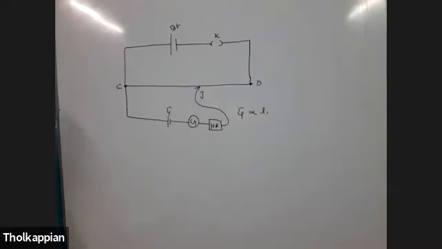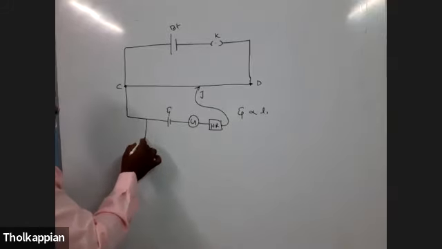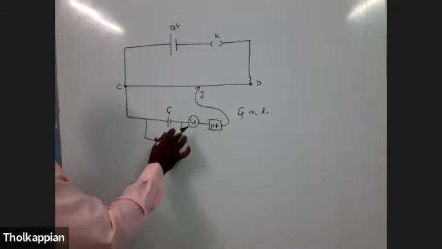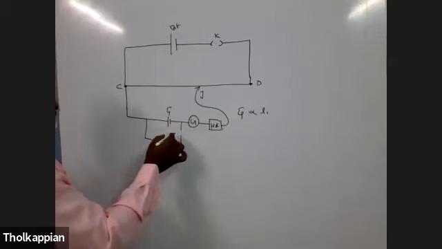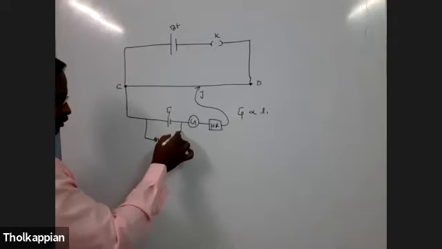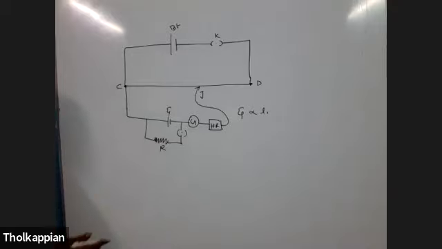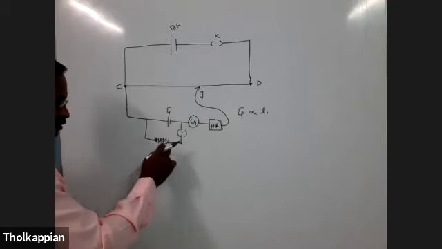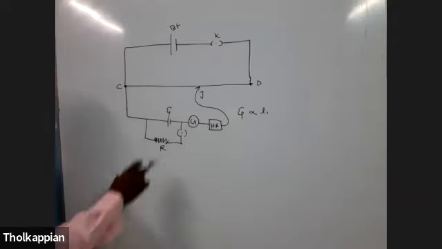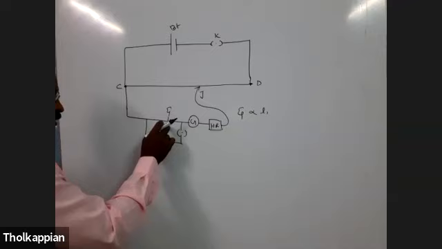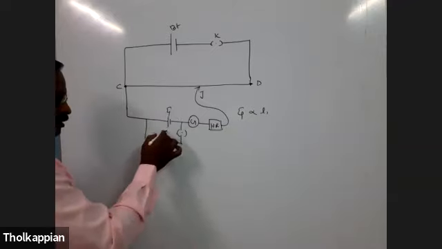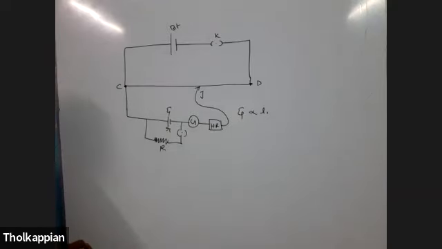And now you connect one resistance. Just consider a resistance, the resistance R. And here one key is present. If you switch on this key, the resistance is also included. Otherwise, only the E value is there. Here one resistance is there, that is said to be the internal resistance of the cell. You represent the internal resistance of the cell as small r.